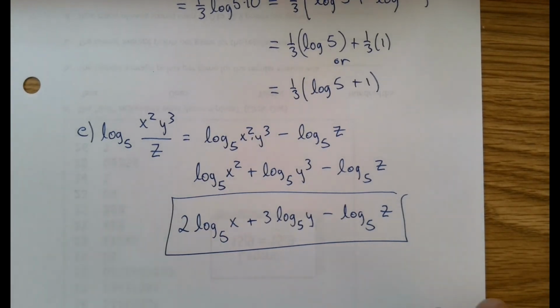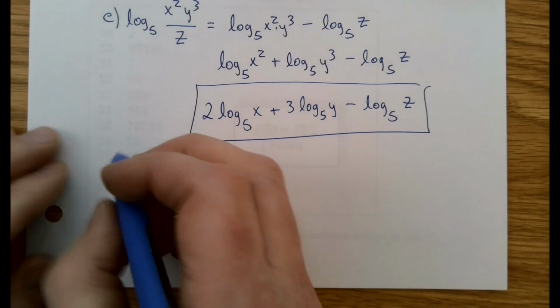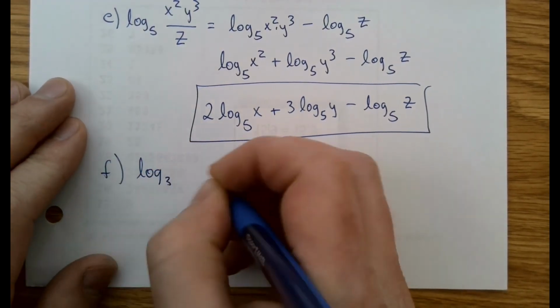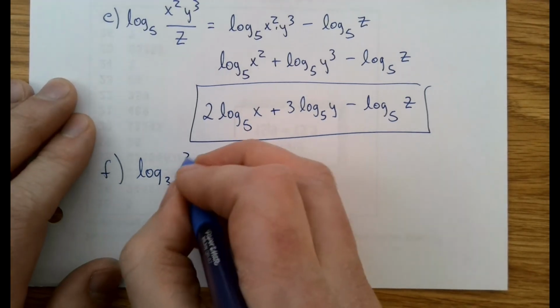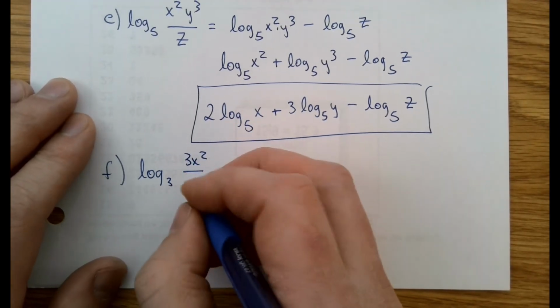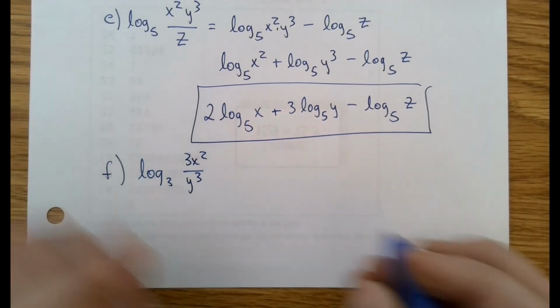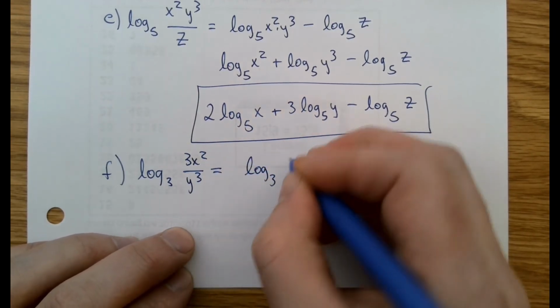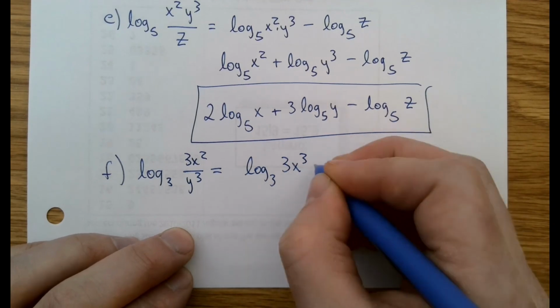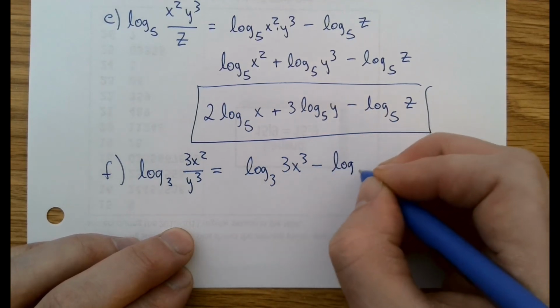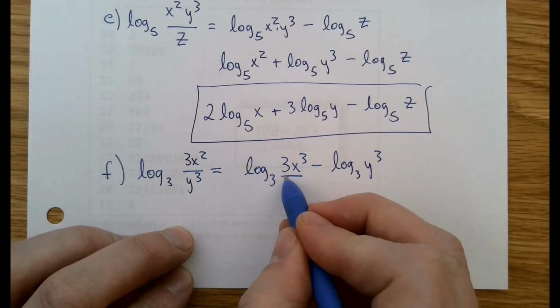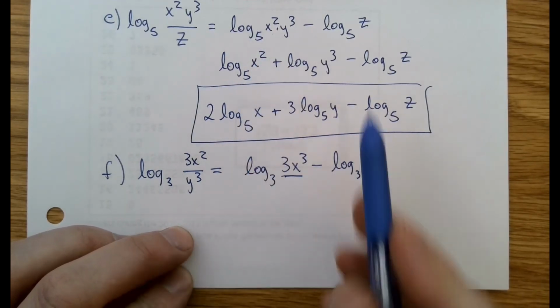All right, let's go ahead and do F. So F says take log base 3 of 3x squared divided by y cubed. As before, I'm going to go ahead and do the quotient property first. So that's log base 3 of 3 times x squared minus log base 3 of y cubed. And then I'm going to do the product property just like I did up here.